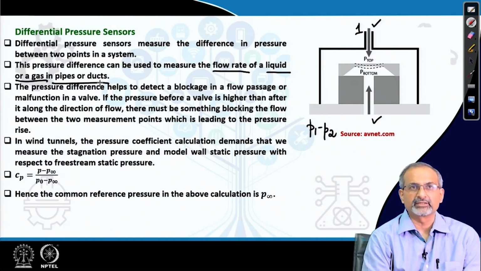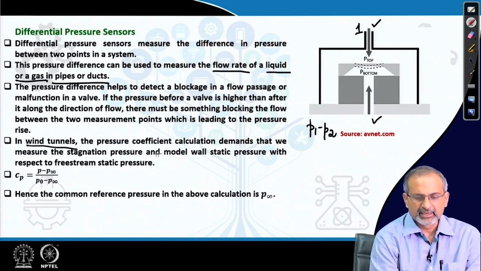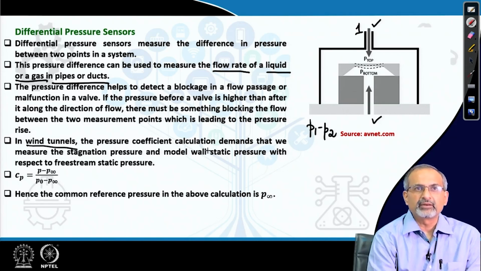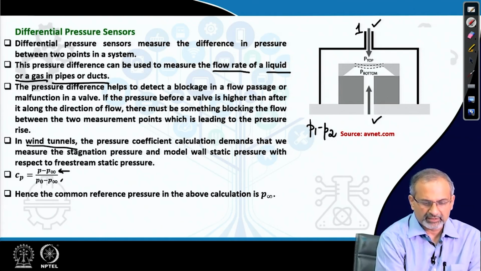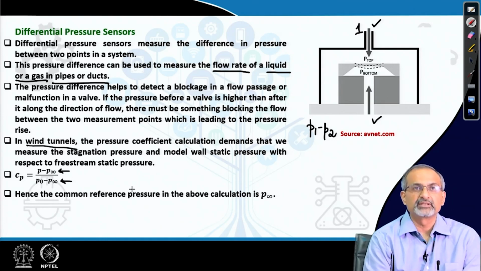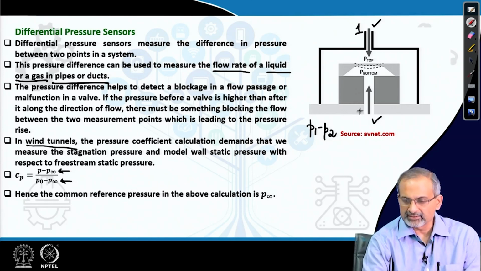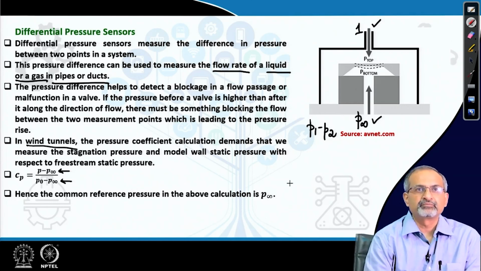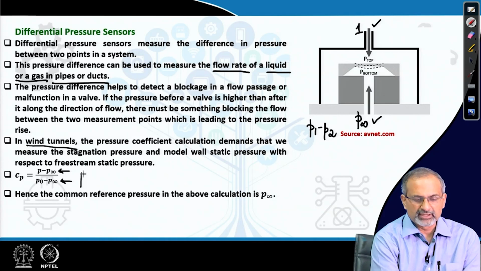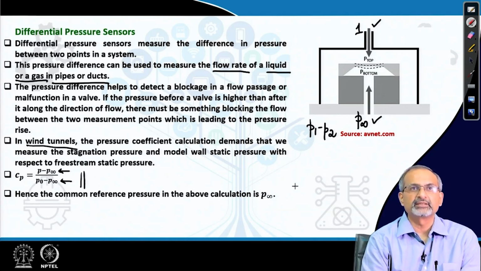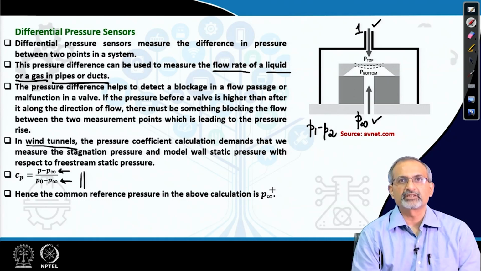So, that indicates blockage. In wind tunnel applications, pressure coefficient calculations demand that we measure the stagnation pressure with respect to free stream static pressure, and again the model wall static pressure with respect to free stream static pressure. So, both in the numerator as well as denominator you have differential pressure being applied. In both cases it is with respect to P infinity, that is the free stream static pressure. Hence, the common reference pressure in both the cases is P infinity, and you therefore see the application of differential pressure sensors in this case for measurement of pressure coefficient.